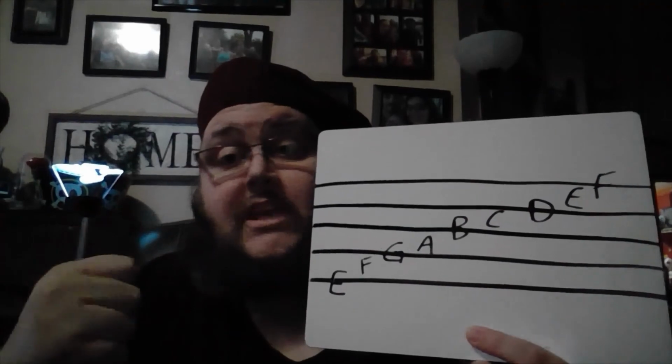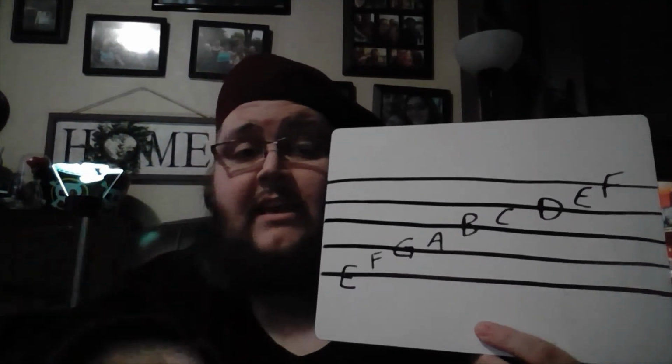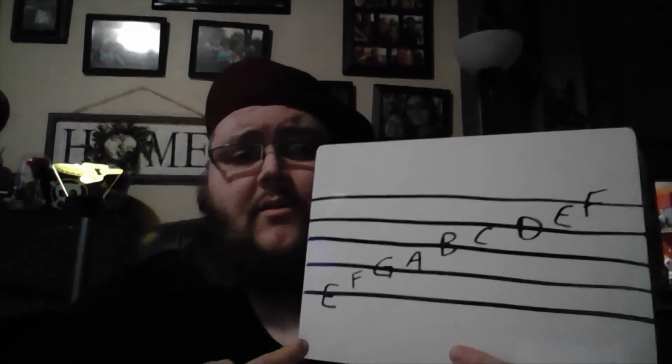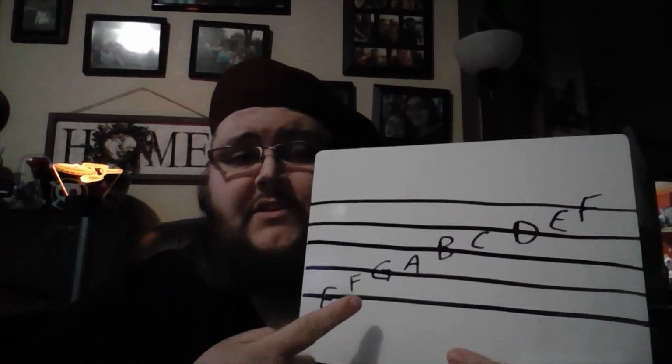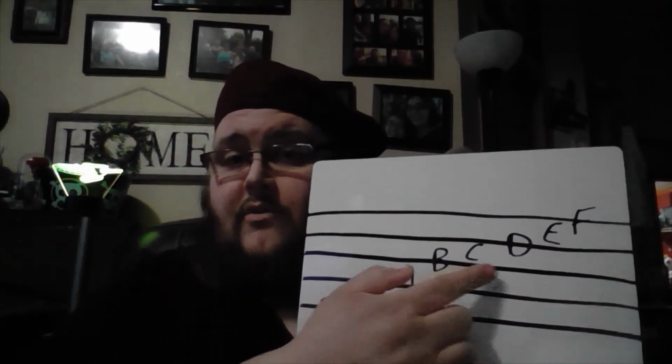A, B, C, D, E, F, G. So if we start at the bottom and go up, we can see E, F, G, and it goes over again.